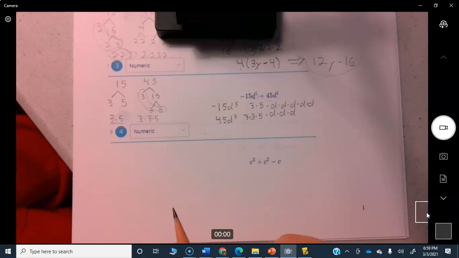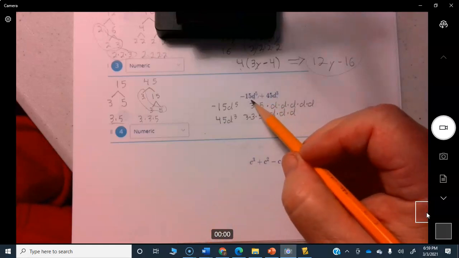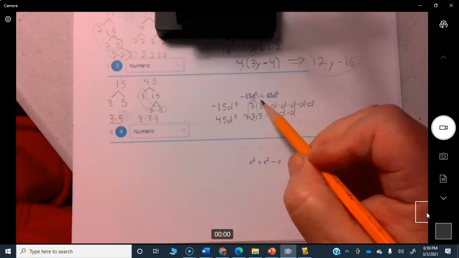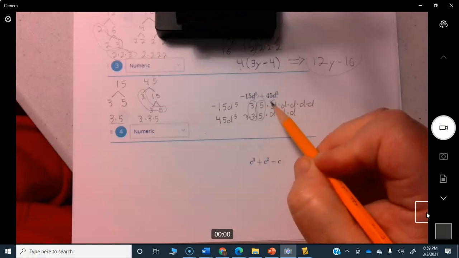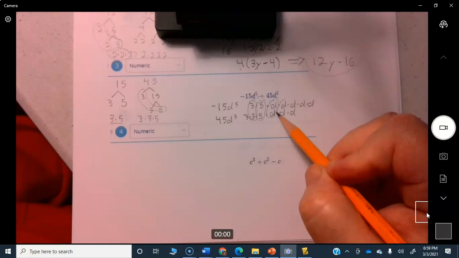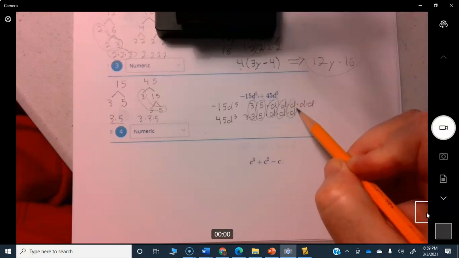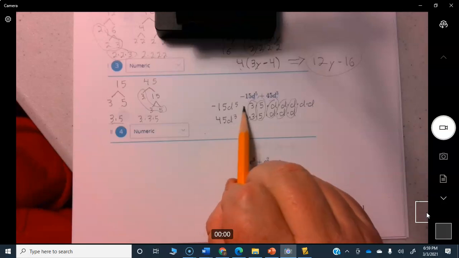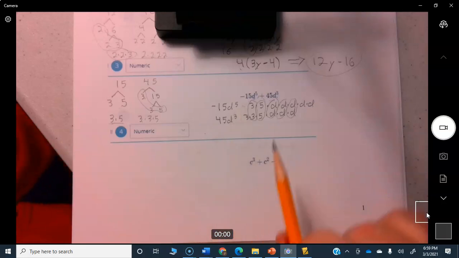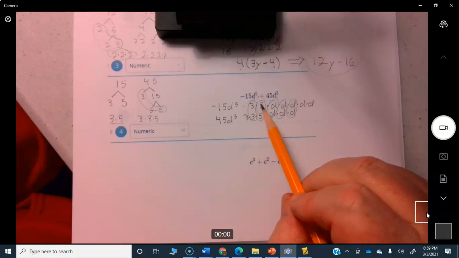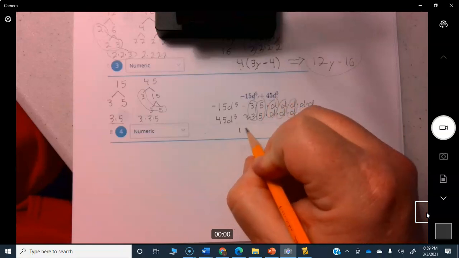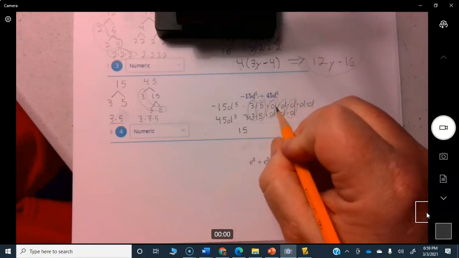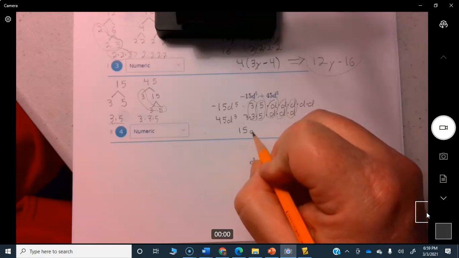What do they have in common? They have these 3's. They have the 5. They have these 2 d's, these 2 d's, and these 2 d's. These 2 d's don't match up with anything. This 3 here doesn't match up with anything. So what is that? It's 3 times 5 is 15. And d times d times d is d to the third.